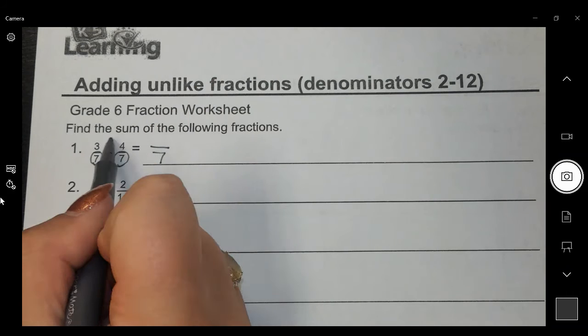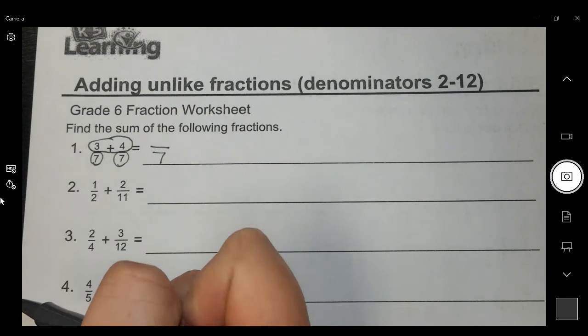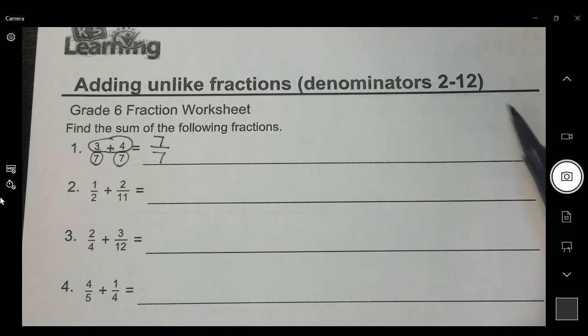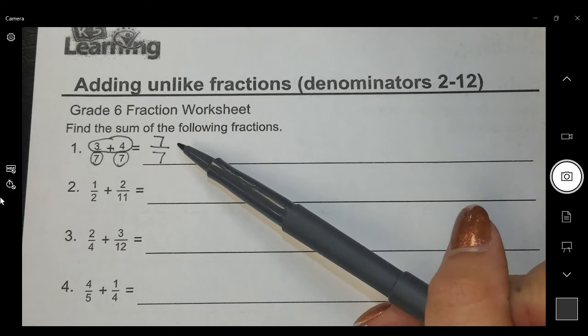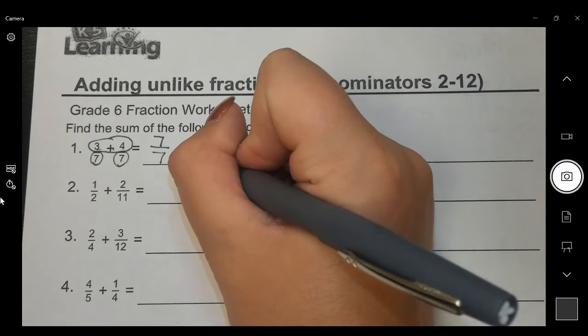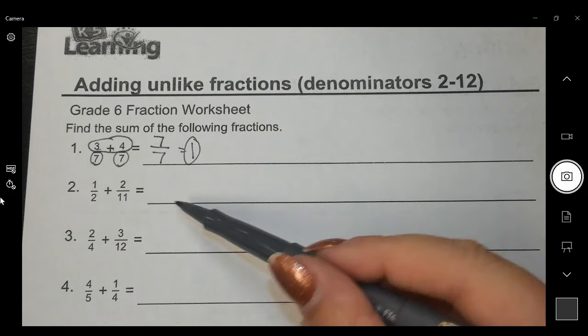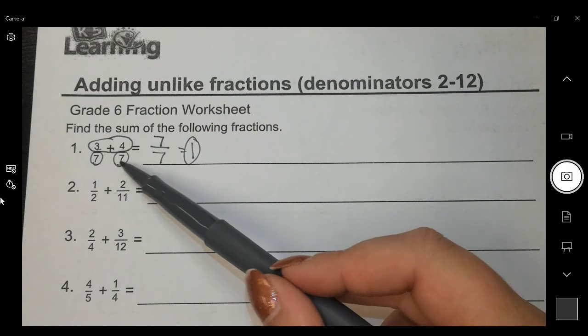And then all I have to do is add the numerators straight across. It says 3 plus 4, which I know equals 7. So this means I have 7 pieces out of 7 pieces, which gives me 1 whole. So that's my answer. It's pretty easy when the denominators are the same already, or they're already common.